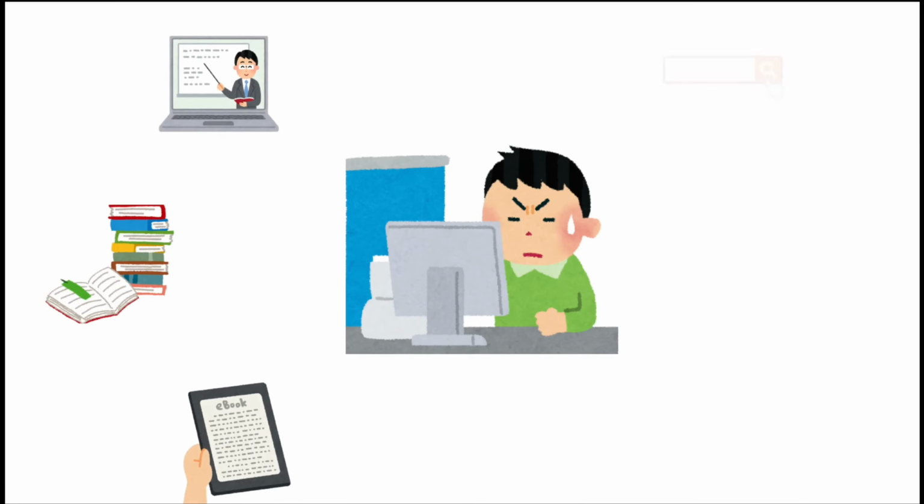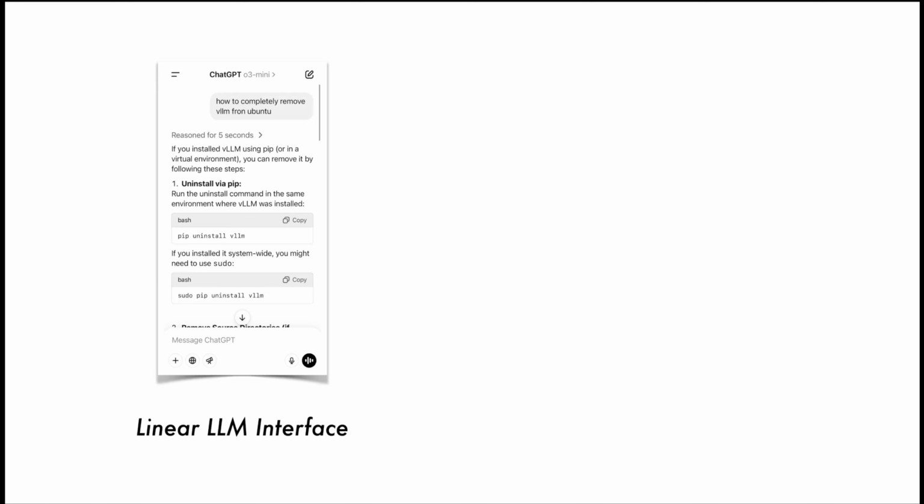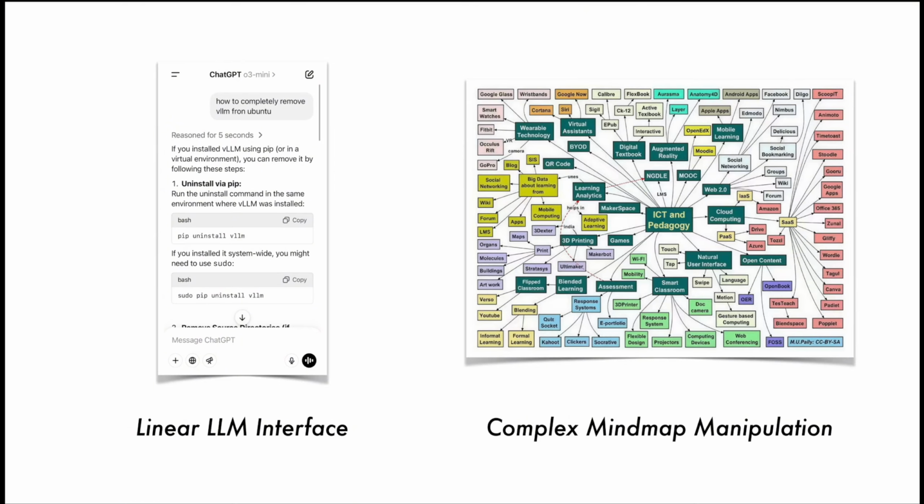Knowledge workers today face overwhelming information from multiple sources. Current solutions fall short. Large language models present information linearly as text, making relationships difficult to see, while traditional mind maps require excessive manual organization that becomes unmanageable as content grows.